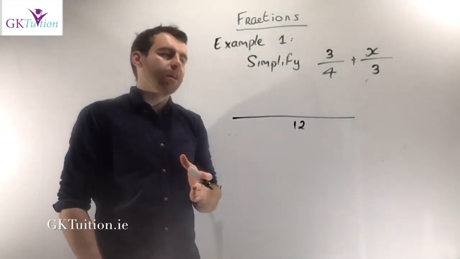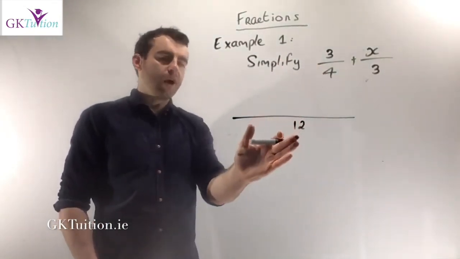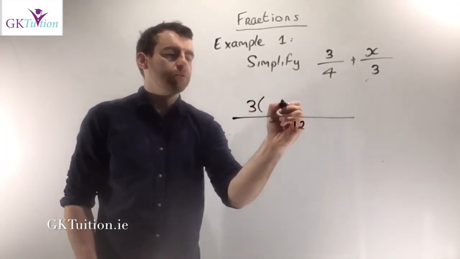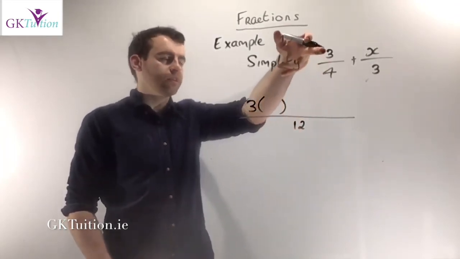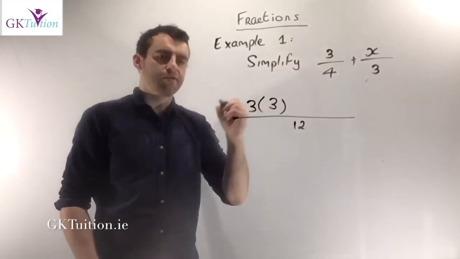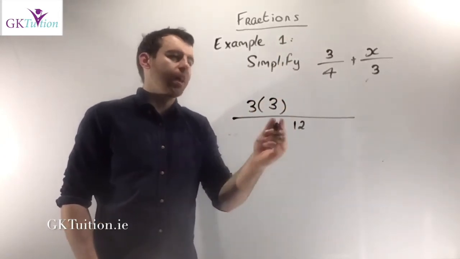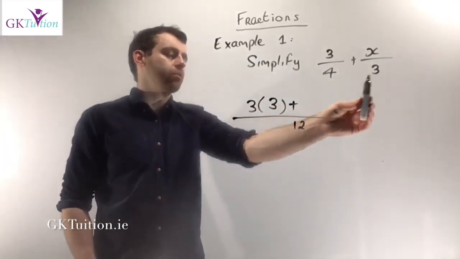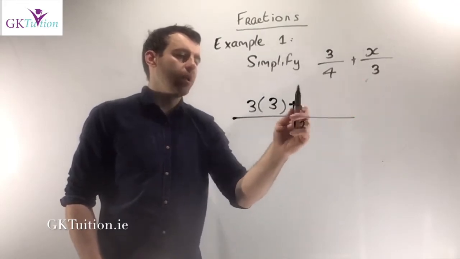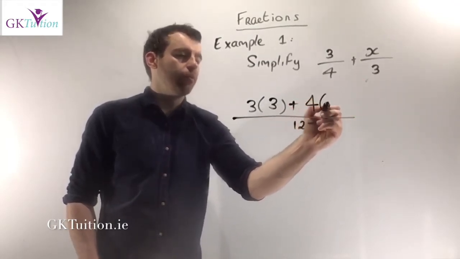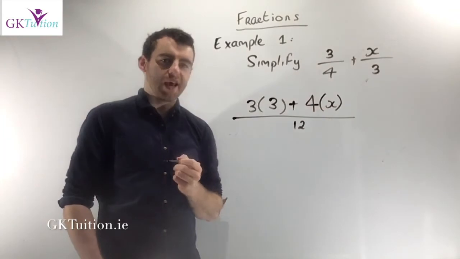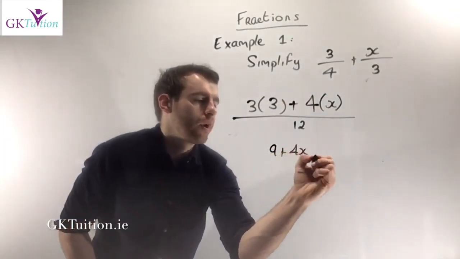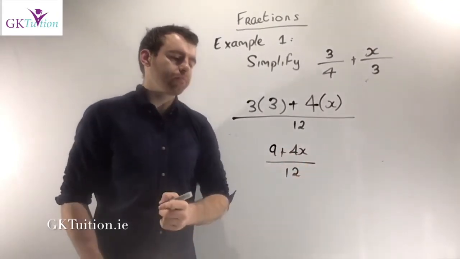And now I would ask myself, how many times does 4 divide into 12? 4 divides into 12 3 times. So it'll be 3 multiplied by whatever's on the top of this fraction. The thing on the top of the fraction is a 3. And then I would look at the second fraction, there's a plus between them, and I'd ask myself, how many times does 3 divide into 12? 3 into 12 goes 4 times, so it's going to be 4 times whatever's above the 3, which is an x. So if I simplify this one fully, I end up with 9 plus 4x divided by 12.